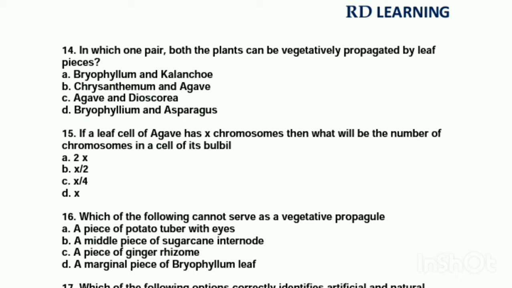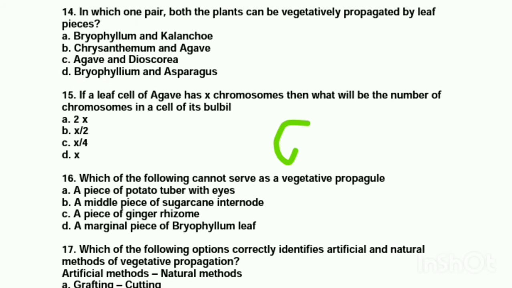In which one pair both the plants can be vegetatively propagated by leaf pieces? Bryophyllum and Kalanchoe. If a leaf cell of agave has X chromosomes, then what will be the number of chromosomes in a cell of its bulbil? X. D.